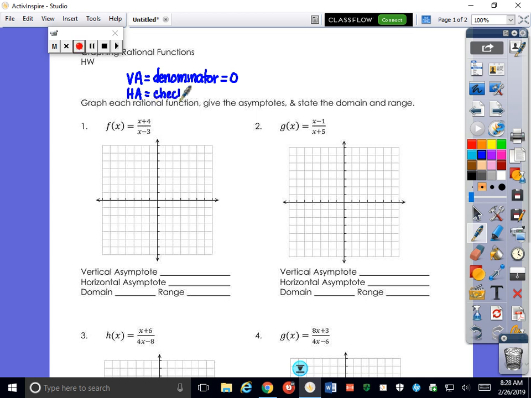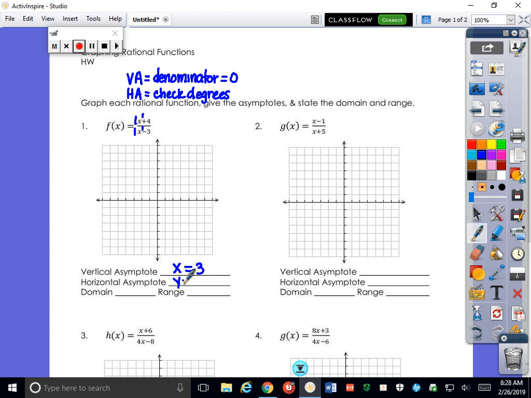Okay, and we'll talk about which is which. So if I set the denominator equal to 0, then my vertical asymptote is going to be x equals 3. For my horizontal asymptote, I'm going to check the degrees. Since the degree is 1 and the degree is 1, you have to go to the leading coefficient. So the leading coefficient here and the leading coefficient here are both 1.